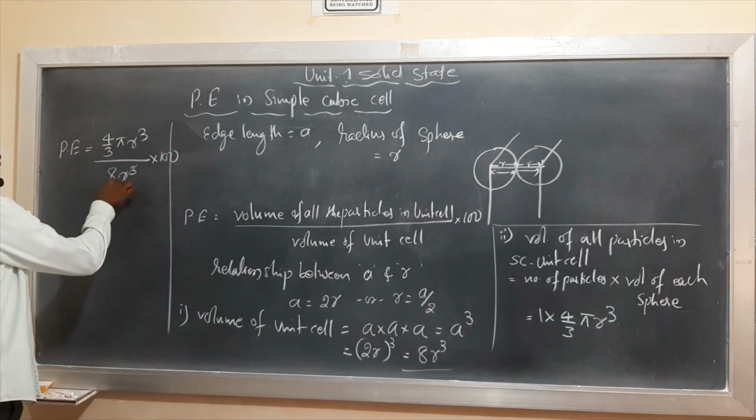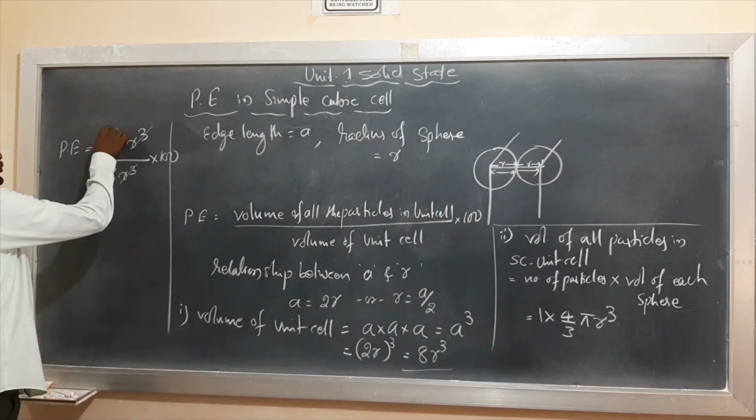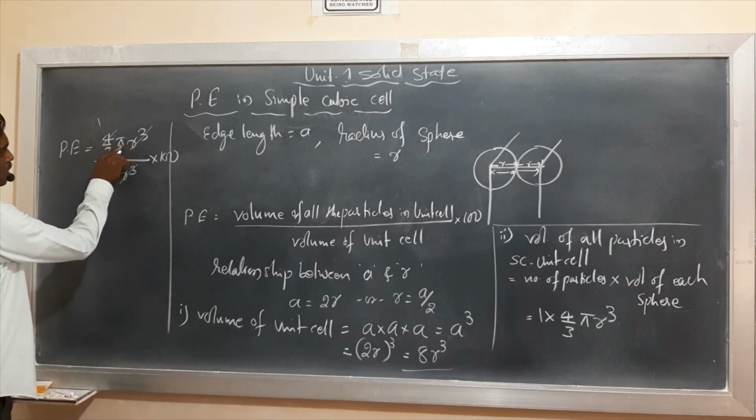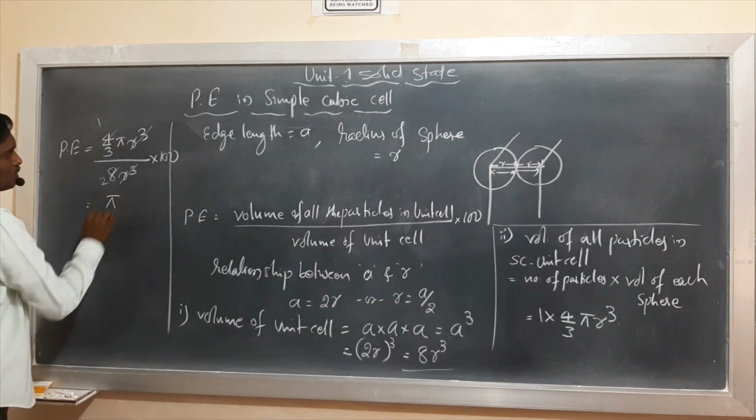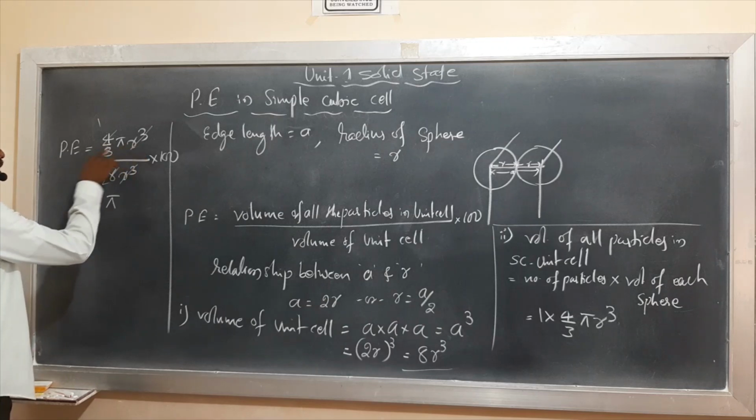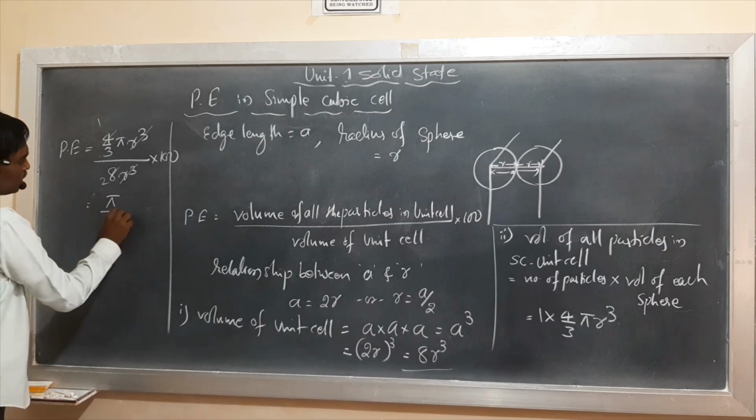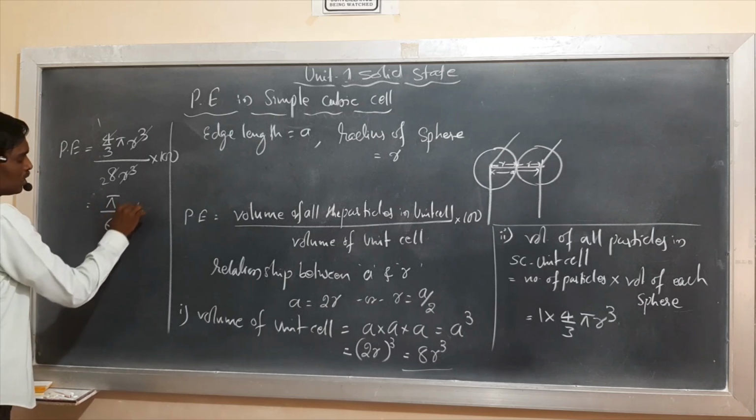So here r cube cancels. So 4 ones are 4, 2 fours are 8. So in numerator the term that remains here is pi, only the pi is remaining, and 3 comes to denominator. So this 3 into 2 is 6 into 100.